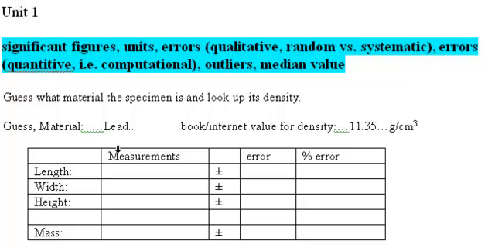Okay, let's get going. I used a sample, a cube of lead, and I looked up the density on the internet. It is posted as 11.35 grams per cubic centimeter. And now here's what I measured. 3.1 for the length, 3.1 for the width, 3.1 for the height, and 355 for the mass.